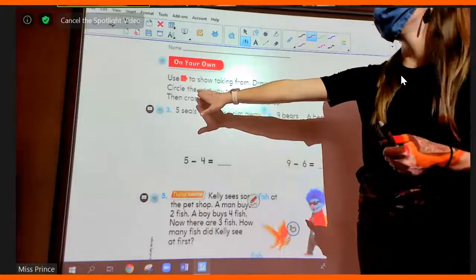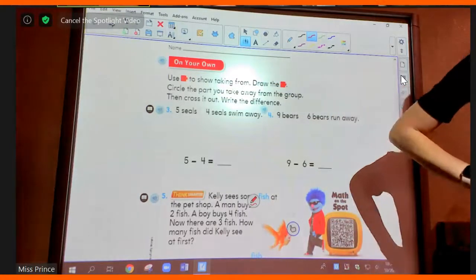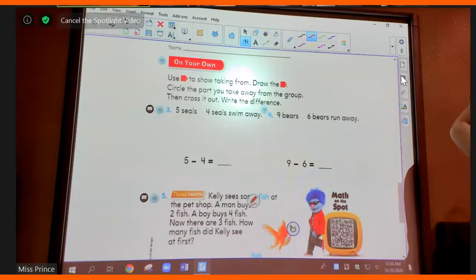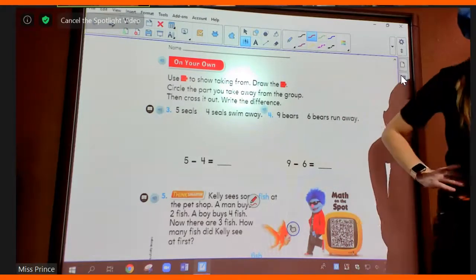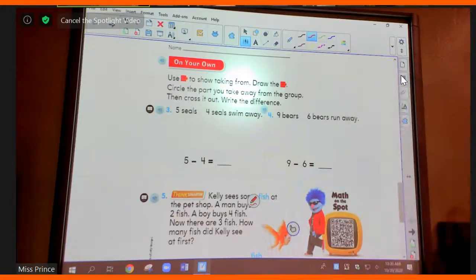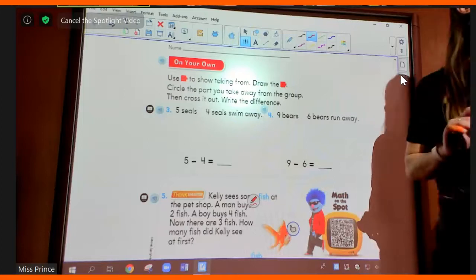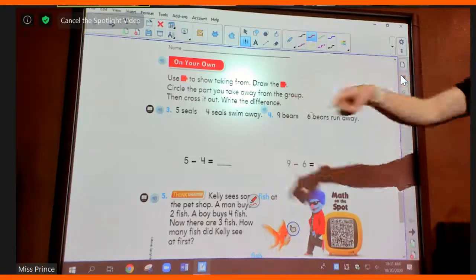All right, here we go. Use cubes or circles to show taking from. Draw the cubes or counters. Yep, circle the part you take away from the group. Then cross it out. Write the difference. So, my first problem says, Xander, in your seat, please. We're just going to draw them.